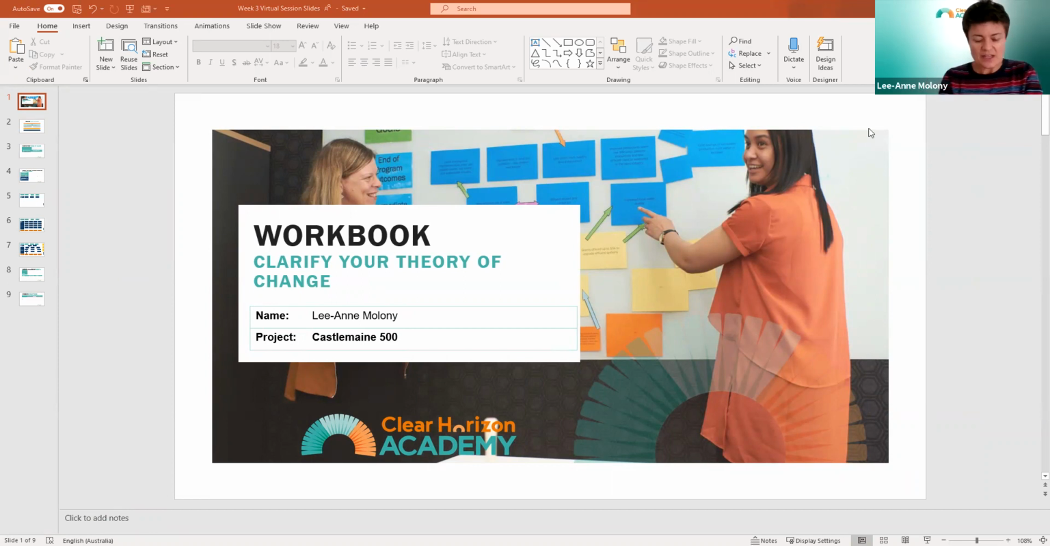So the Castlemaine 500 project is an energy behaviour change program, and it's focused on changes of behaviour in the home. So residential energy behaviour change, not the behaviour change of, say, industry or big government offices or anything like that. Just home behaviour change. Castlemaine is a small town in the northwest of Victoria, Australia, and there's a mixed demographic there.